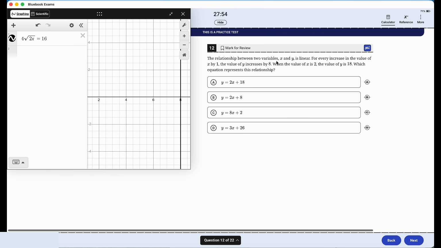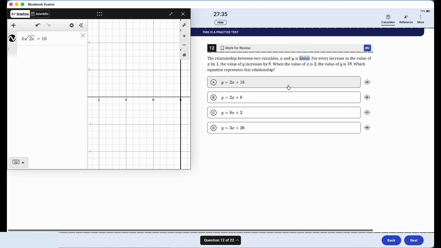Next one, the relationship between 2 variables x and y is linear. Then we know it's a linear equation. It says for every increase in x by 1, the value of y increases by 8. When the value of x is 2, the value of y is 18. Which equation represents this?